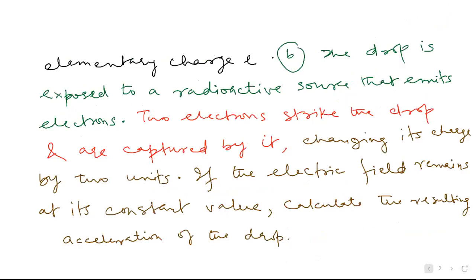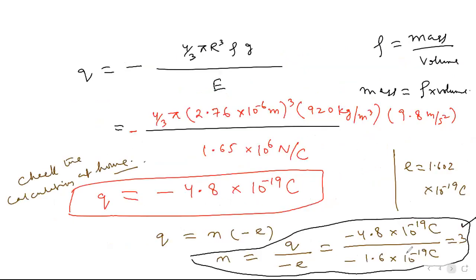Let us move to the solution of part B. Let me refresh first your memory what part B says. Part B says the drop is exposed to a radioactive source that emits electrons. 2 electrons strike the drop and are captured by it. So when the drop captures 2 electrons, its charge will change by 2 units. But the electric field is maintained constant. Now, equilibrium will not remain, equilibrium will be disturbed. So drop will experience acceleration because the electric force on the drop will change, weight is constant. We have to solve for that acceleration using Newton's second law. So let us move.